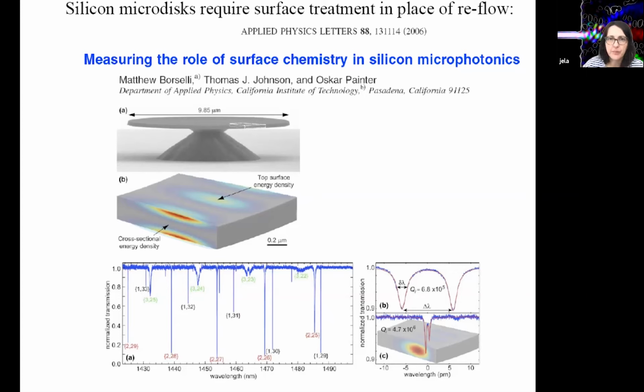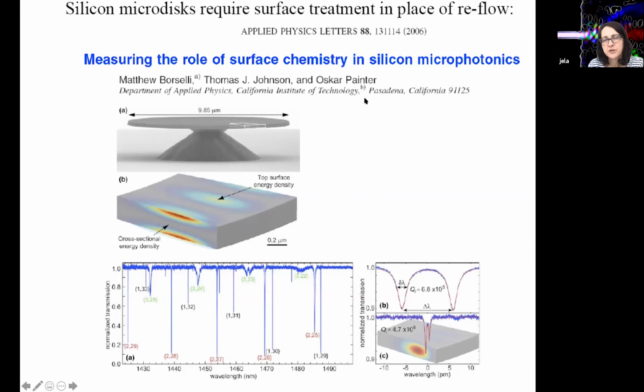Folks, I think we can go back to discussing this. Before we start deriving the upper limit of the Q factor, I just wanted to use the picture from this paper to illustrate a few points that we made previously. This is a paper from Caltech, Oscar Painter's group, where they looked at the transmission through microdisks, and these are 10 micron microdisks in silicon.